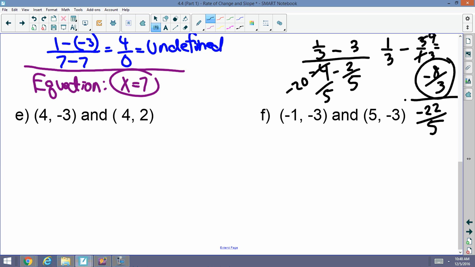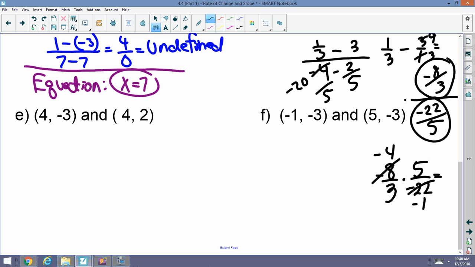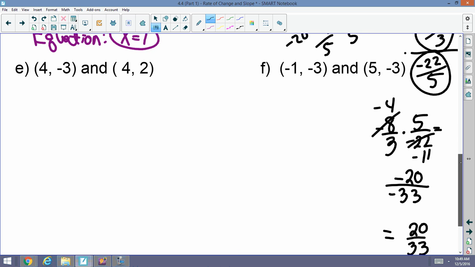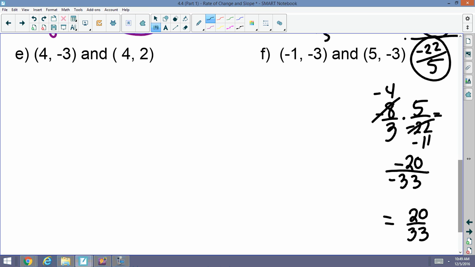So now, stay, change, flip. Stay, change, flip. Don't make a mountain out of a molehill. I would cross reduce here. I take out a 2 from here and a 2 from here, and now I have negative 20 over negative 33, which would equal 20/33. Does that make sense? There's fractions. You're going to have fractions, I promise you.